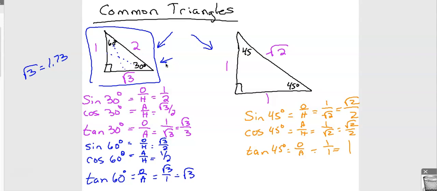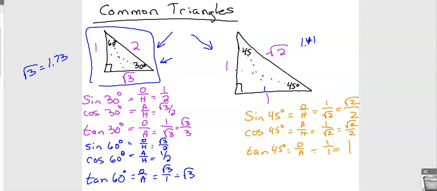Likewise, on a 45, 45 triangle, these are the same angles, so the sides are going to be the same. And the square root of 2 is actually a little bit bigger. Remember, the square root of 2 is approximately 1.41. And I know the hypotenuse is the longest side. So 1, 1, square root of 2.